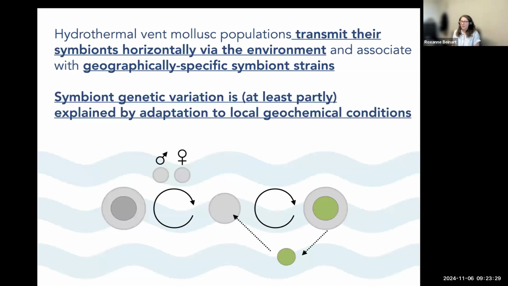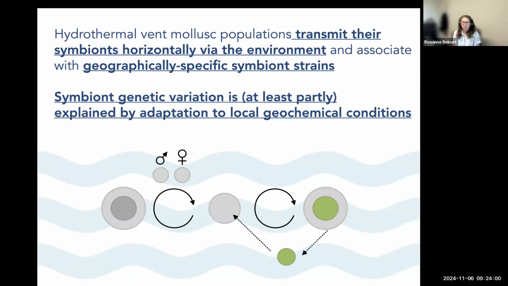Okay, so I can summarize so far: we are building evidence that these hydrothermal vent mollusks transmit their symbionts horizontally via the environment, and that they associate with geographically specific symbiont strains. And not only that, but the genetic variation, the differences that we see between sites, can at least partly be explained by adaptation to local geochemical conditions specific to the site.